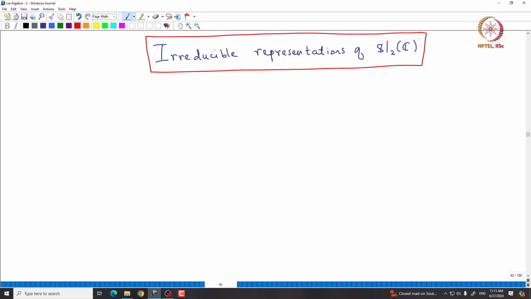Welcome back everyone. In this lecture we will classify all finite dimensional irreducible representations of sl2c. So we will begin with recalling some important facts about the representations of sl2c. So we start with, let us say, a finite dimensional representation V of sl2c.